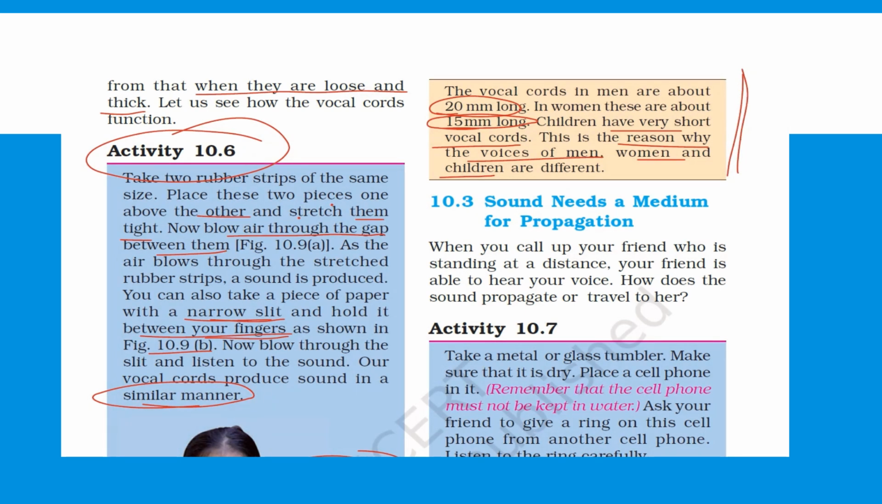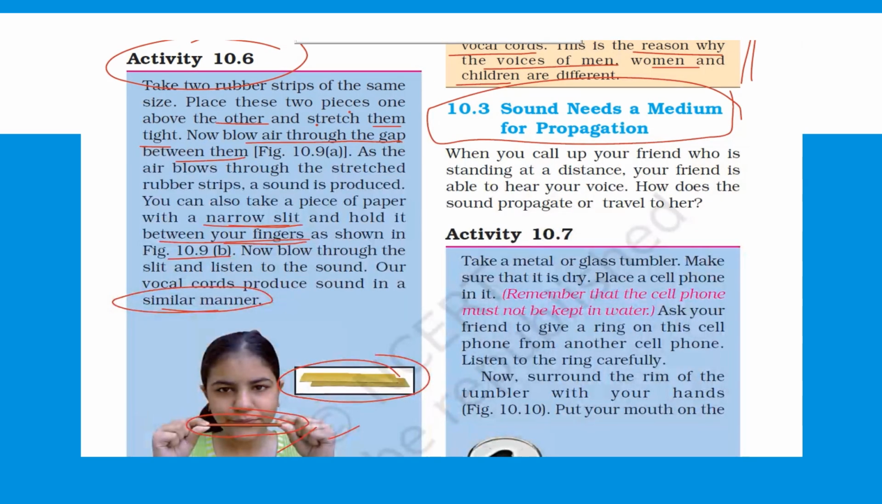In men it is about 20 millimeter. So in female it is 15 and in children it is very, very small, short. So now we will move on to the next part, that is sound needs a medium of propagation. So here sound needs a medium always for propagation.